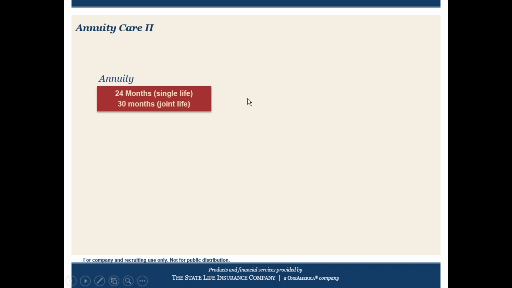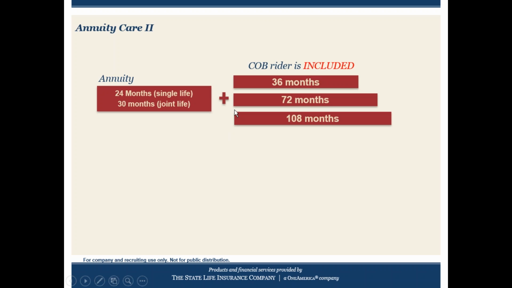The difference with this, and this is one of my favorite products, is the rider is just included. They can get an additional 36, 72, or 108 months of long-term care included in the plan. How do we do that? If they're dumping in a premium here, we're not making them pay an annual premium. We're not making them pay a single premium. How do we just include one of these options?